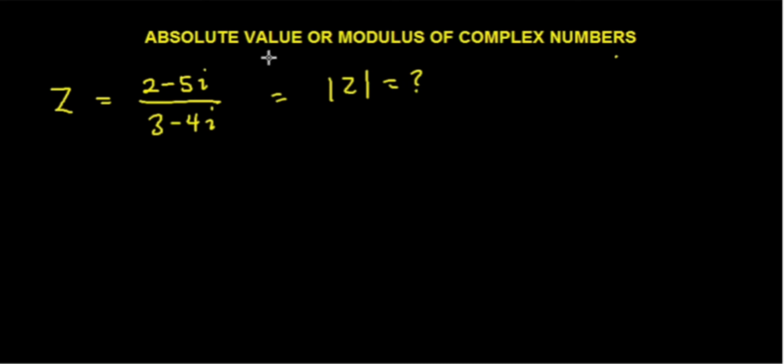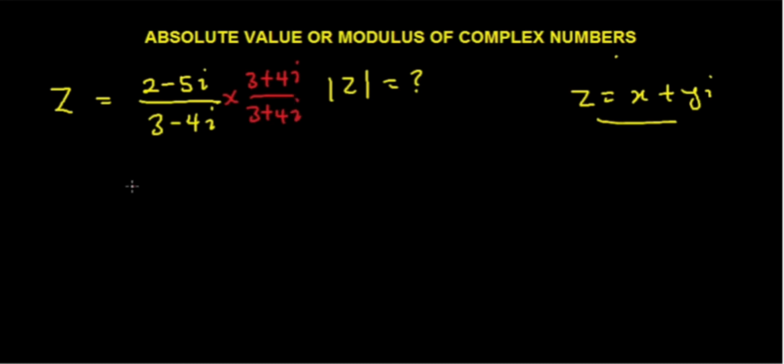If you are asked to find the modulus of this, you cannot just go straight to solve it, because it is not in the linear form x plus yi. So what you want to do is make it be in this form. To get that, you need to rationalize. And how do you rationalize? You multiply by the conjugate of the denominator, so I have 3 plus 4i over 3 plus 4i.